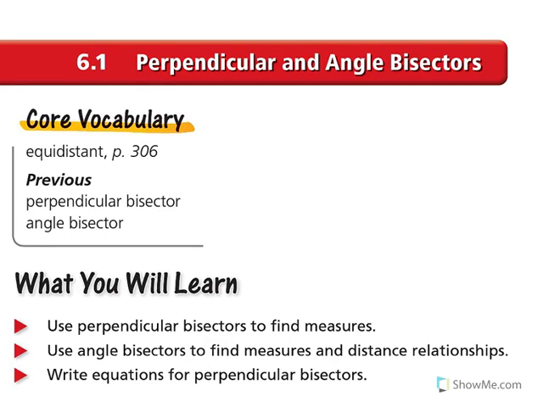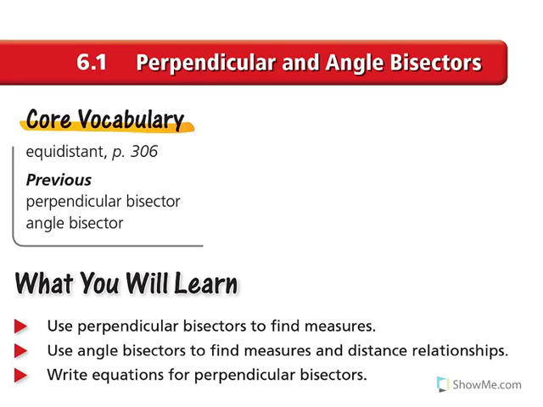In this lesson, we're going to be looking at perpendicular and angle bisectors. This is something we've done before. We've talked about bisectors. Remember, there's something that cuts something in half. So a perpendicular bisector is something that cuts a segment in half, and it's also perpendicular. It would be a line or a ray, something that cuts it in half, and it's perpendicular to that segment.